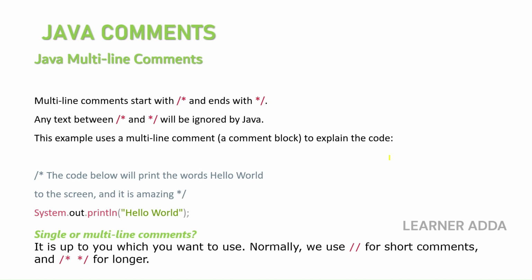Here is the example. Slash star, the code below will print hello world to the screen, and it is amazing. Star slash. This is a two-line comment. Comments with more than one line start with slash star and end with star slash. After that, the statement will be printed.